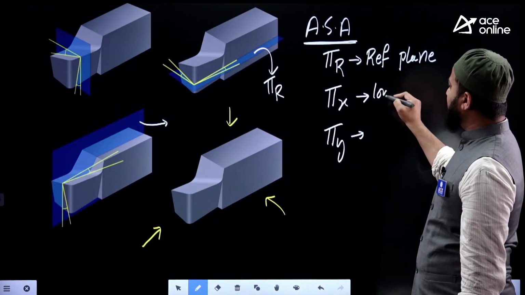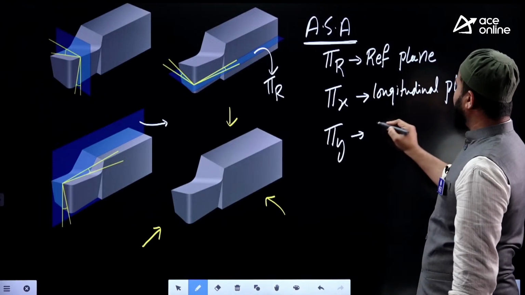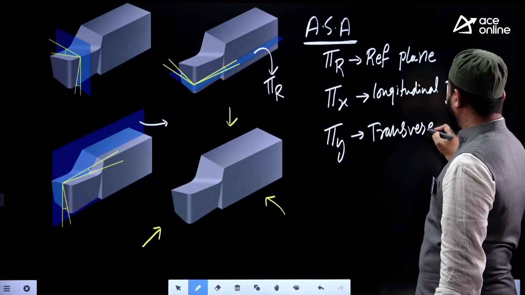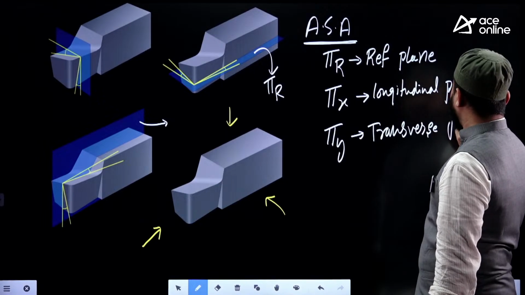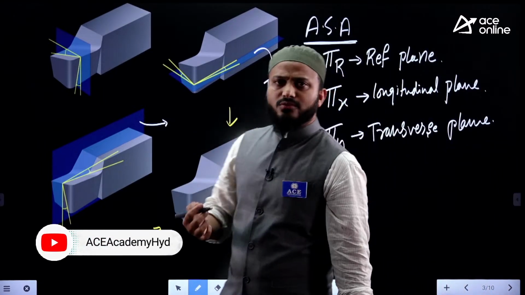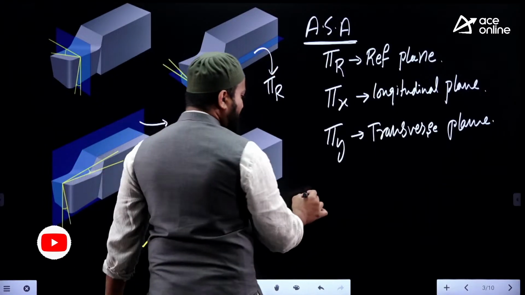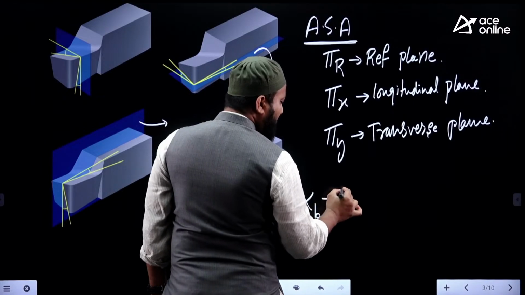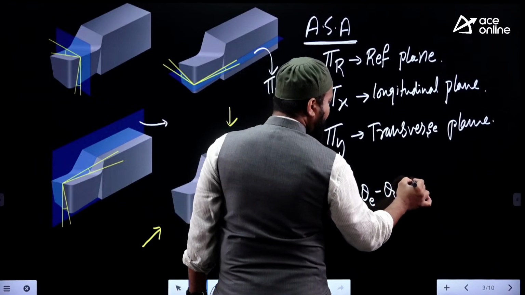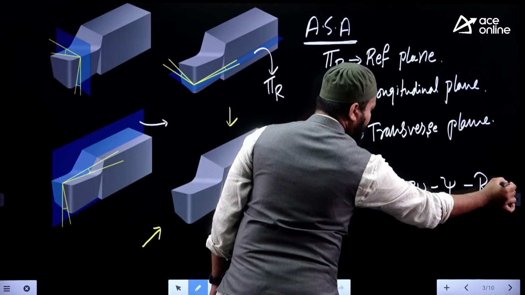Based on these 3 planes, the reference plane, pi x plane, and pi y plane, we make the projection: one on the longitudinal plane and another on the transverse plane. When you make the projection of the tool on these 3 planes, that is the front view, side view, and top view, and it comes under ASA tool geometry, the American Standard Association based tool representation. In that we discuss back rake angle, side rake angle, end relief angle, side relief angle, end cutting edge angle, side cutting edge angle, and nose radius capital R, in mm.